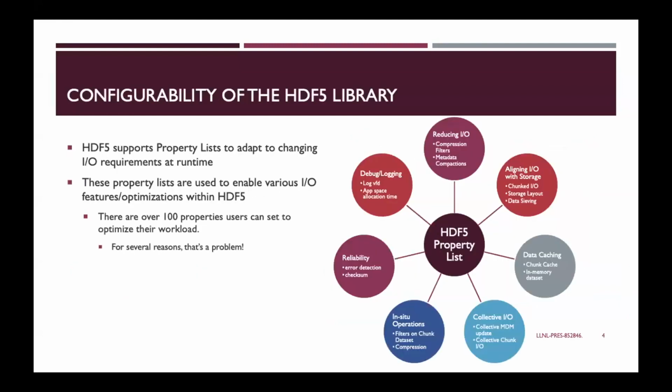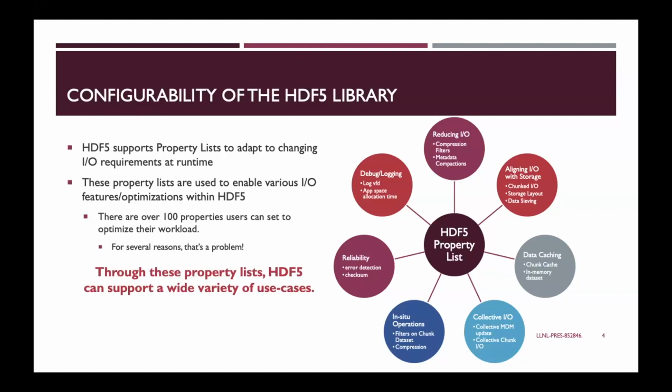As you go into more and more workflows where multiple types of applications work together, this becomes even more complex. Now, the HDF library honestly has a lot of ways to tune applications, but as you can see here, it's a big list. Just from the titles, you could think about reducing IO, aligning IO with storage, data caching, collective IO, and in situ operations. There are about 200 properties within HDF5 that you could potentially look at.